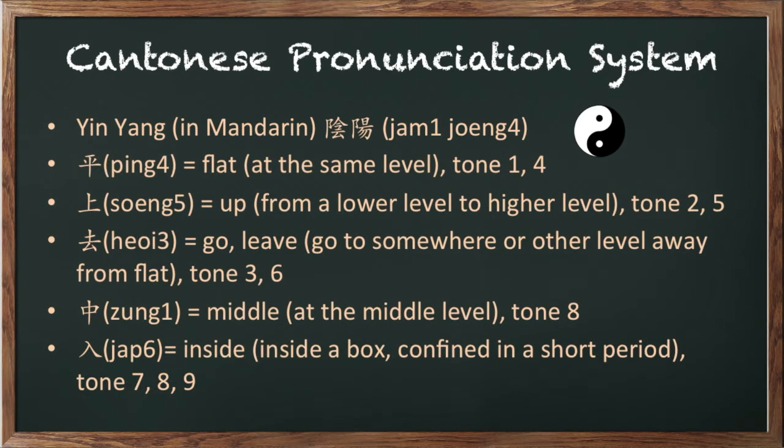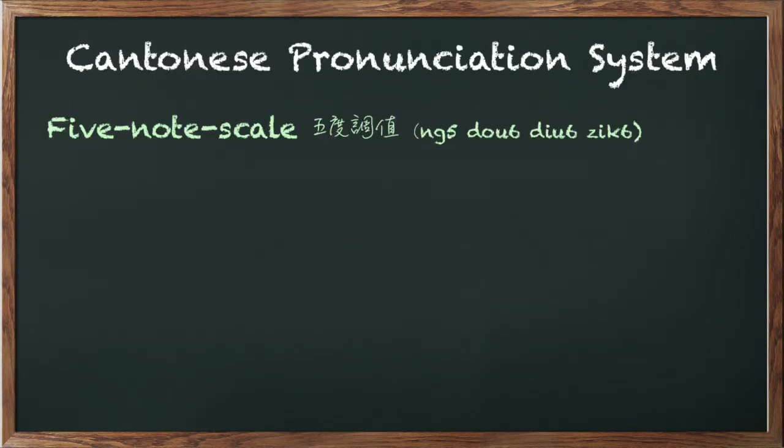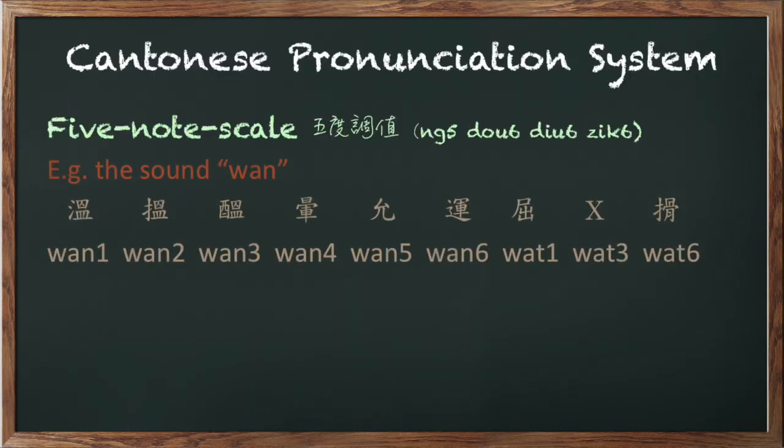From the 5-note scale, you may know the meanings of 平上去中 and 入. The description in the brackets is my understanding of these words in this context. We use a pair of numbers to show the tone profile. You can listen to other examples to get more feeling.